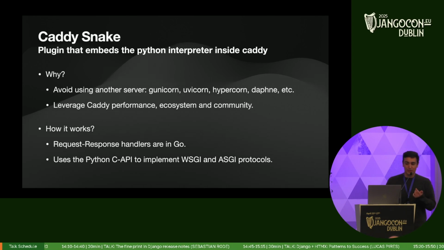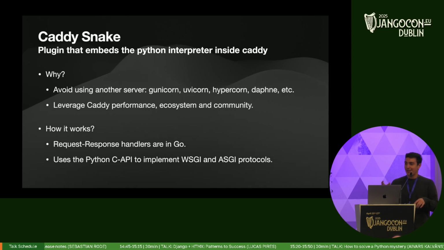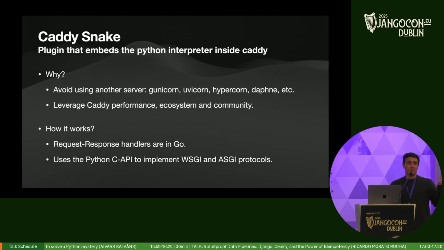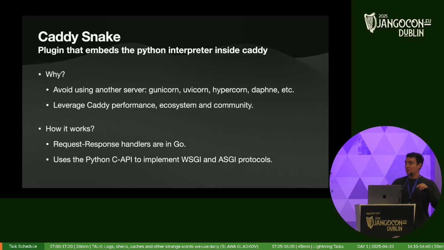Well, I made a plugin called Caddy Snake. This plugin embeds the Python interpreter inside Caddy. Why did I do that? This thing sounds crazy, but it's because I wanted to avoid another layer of indirection, like another server, like Gunicorn, Uvicorn, Hypercorn, whatever you're using. I wanted to go straight from Caddy to your Python application and leverage the performance of this proxy. Basically how it works is that the request and response handlers are in Go, and it uses the CPython API to implement WSGI and ASGI protocols.